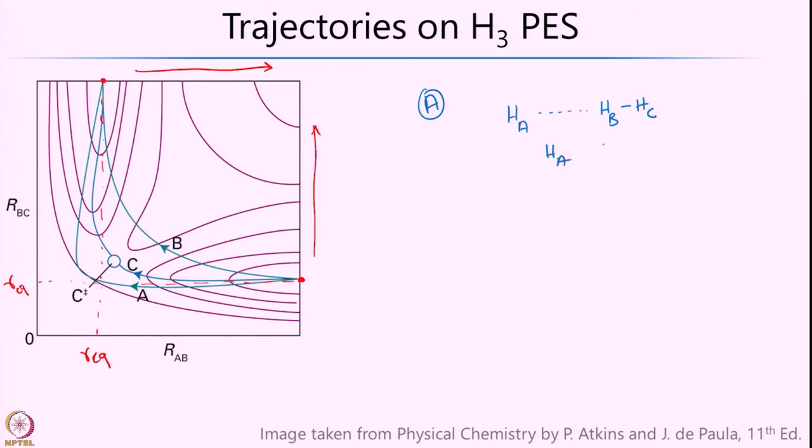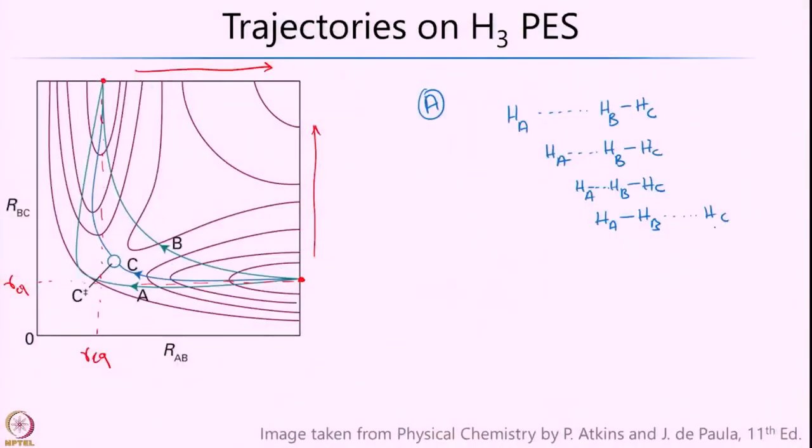What I am trying to show is that the HA is approaching the HBHC progressively, and at that moment the HBHC is kept constant, or the equilibrium bond length of HBHC is kept constant, it does not move. And beyond a certain point, what happens is that HA and HB bond, and then you have HC which is left out. Okay. So this is one particular scenario where the HA is approaching the HBC progressively, and in all this time the HB and HC bond length, or the equilibrium bond length, is kept constant, it does not change. This is one particular scenario you can think of.